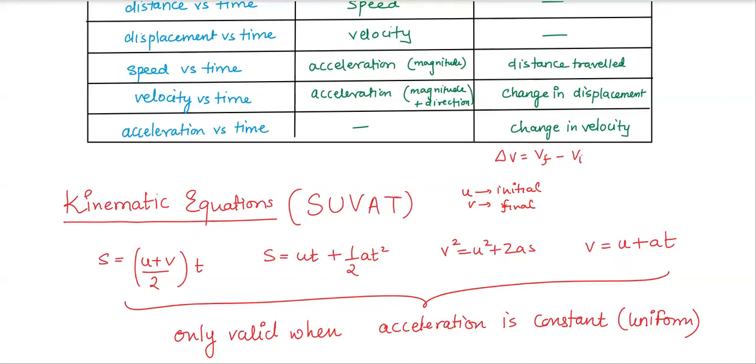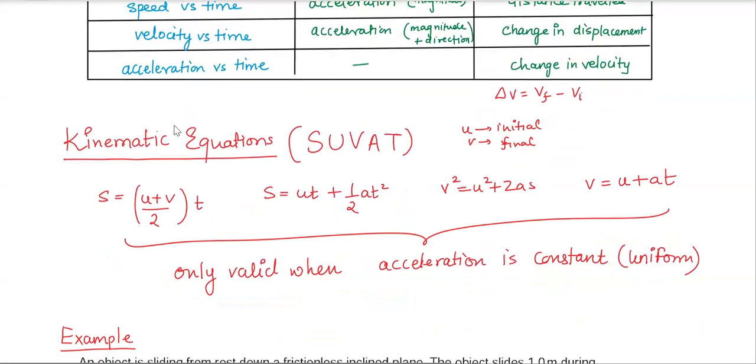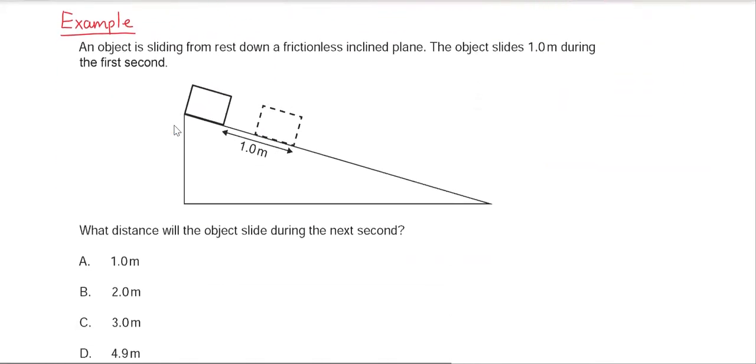Now, remember this. There is one more thing that we need to remember. These SUVAT equations are only valid when the acceleration is constant or uniform. So we need to remember that if this condition is not true, we can't use those equations. I will give an example of how we can use these equations to solve a problem.